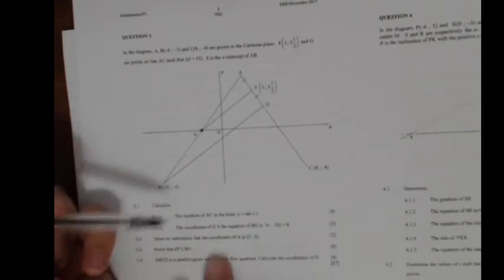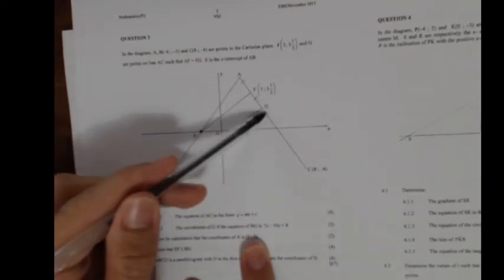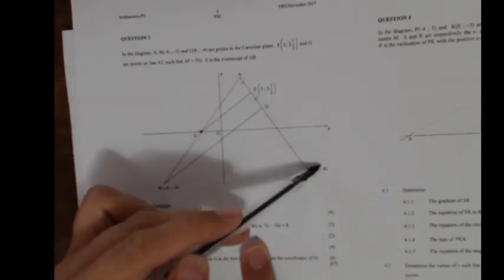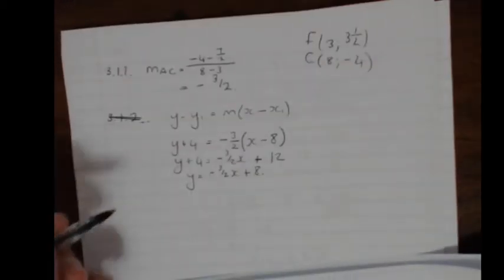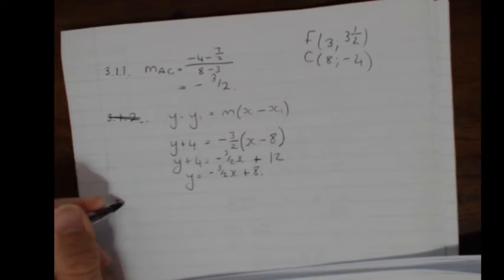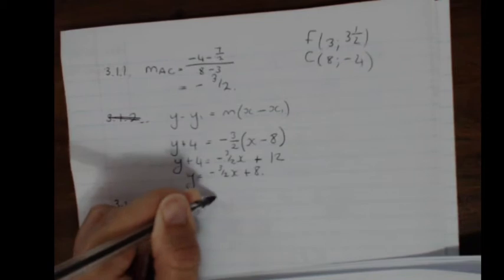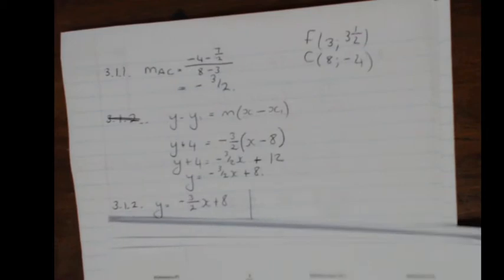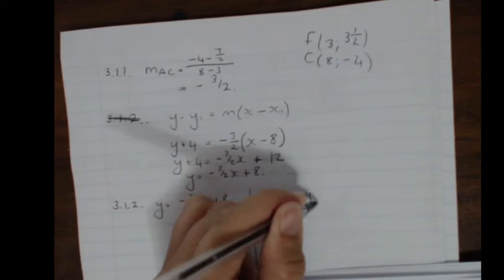Now they say determine the coordinates of G if BG is given by 7x minus 10y. So G is the point of intersection between these two lines. They're giving me this line equation, and I just calculated this one. So I'm just going to do simultaneous equations with y is equal to negative 3 over 2 x plus 8, and the equation that they give to me here, 7x minus 10y is equal to 8.